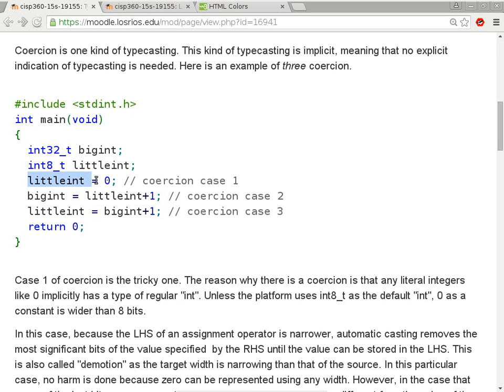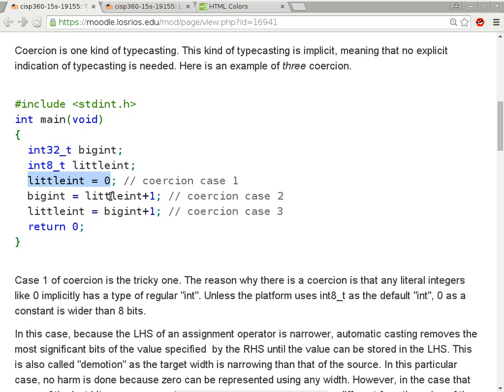This one doesn't look like there should be a coercion, but there's one. Okay, if you read the text, you'll find out the rest. There's a coercion here, because when you just say a constant like 0, it already has a type associated with it. When you just say 0, the type is int, int all by itself.